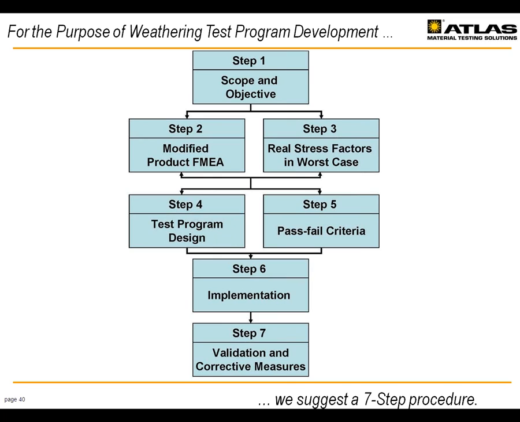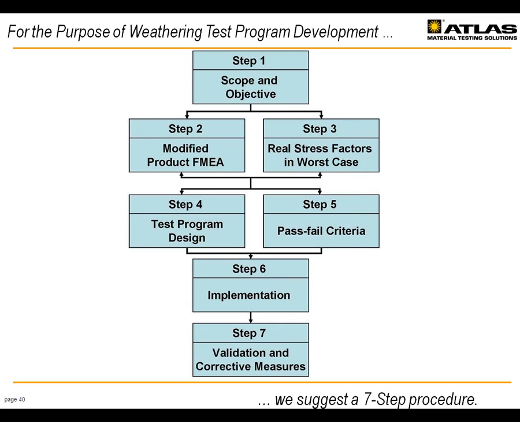Some of the steps that we use right here at Atlas in our consulting department are listed here. When we're asked, as we frequently are, by clients to develop a robust and comprehensive program, these are the steps we employ. You develop scope and objective. What are you trying to do? You use a modified FMEA approach, and then we say, all right, it's reasonable to develop a test protocol that has real stresses, but worst case forms of those real stresses.